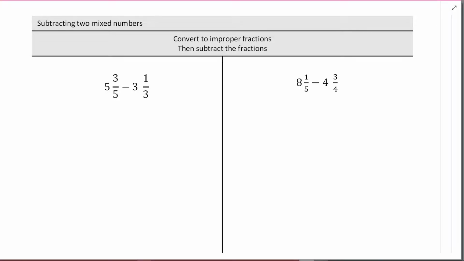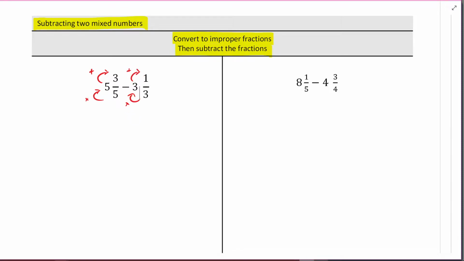We're now going to move into the last part of the lesson, which is subtracting two mixed numbers. And this is where I would recommend only one method, and that is convert to improper fractions, then subtract those fractions. So let's dive straight into it. What we're going to begin by doing when we're subtracting two mixed numbers is to turn them into improper fractions. So remember, times, then plus, times, then plus.